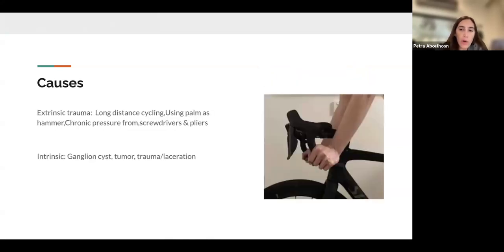Here, the causes: it's also called cyclist palsy or handlebar palsy, from putting any pressure towards the Guyon's canal in that area. So extrinsic trauma, long distance cycling, using the palm as a hammer, chronic pressure from screwdrivers or pliers. Intrinsically, it's a common area to get a ganglion cyst, and then obviously any trauma, laceration, or tumor can compress that area.